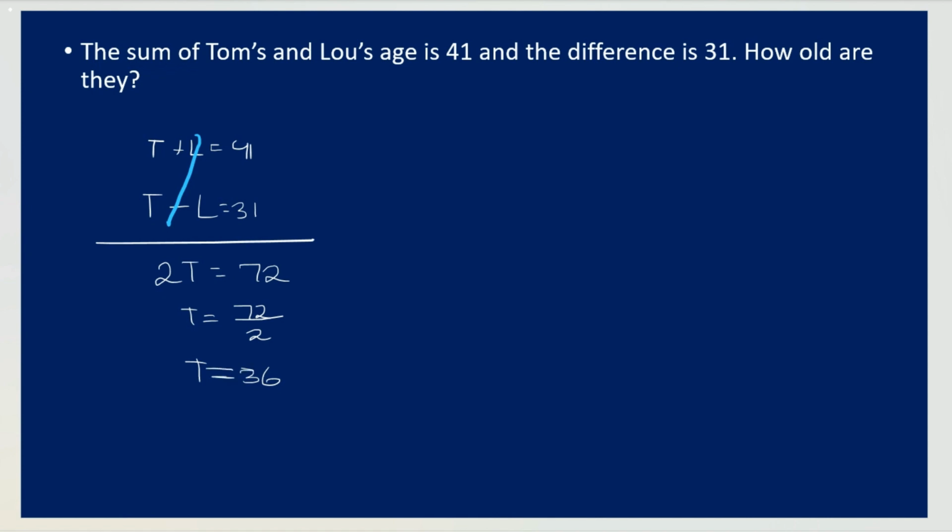So Tom is going to be 36 years old. Lil is going to be, so here, let's take one of these equations. So let's take t minus L equals 31. Okay, so now we know that t is Tom's age, and we know that Tom's age is 36. So we're just going to substitute 36.